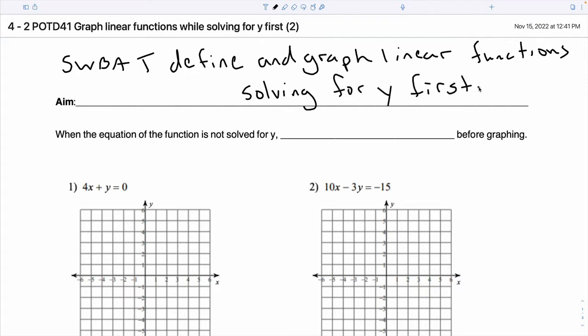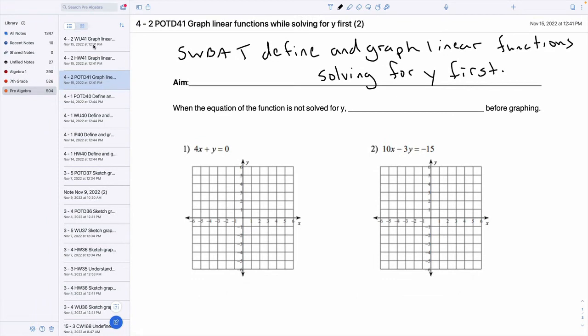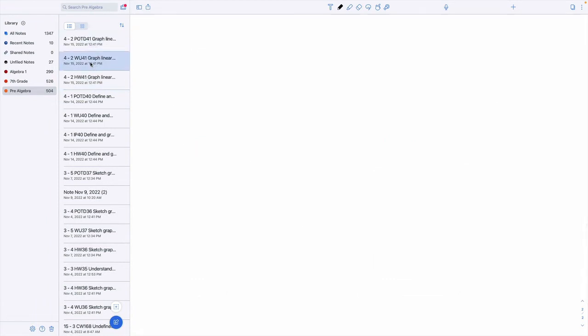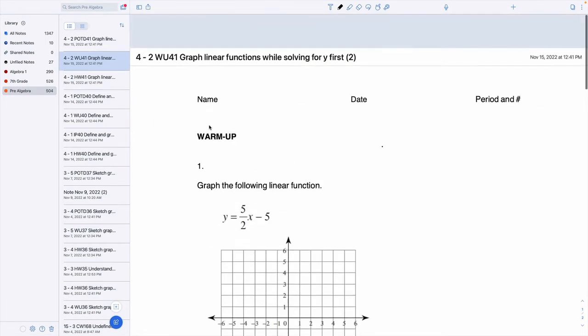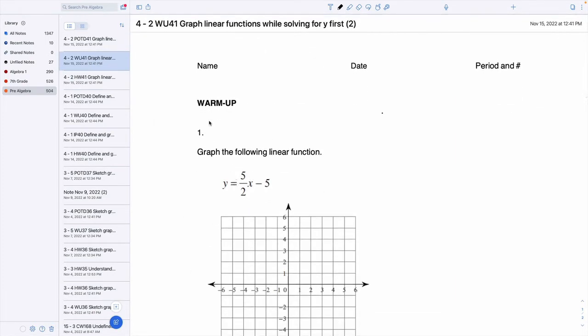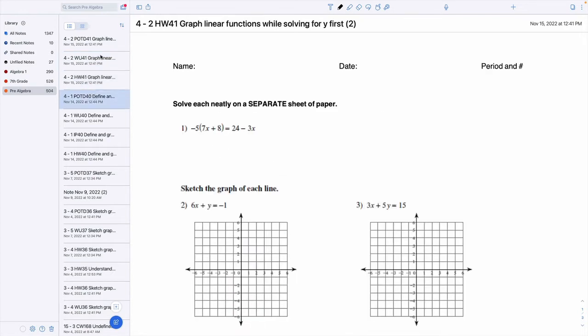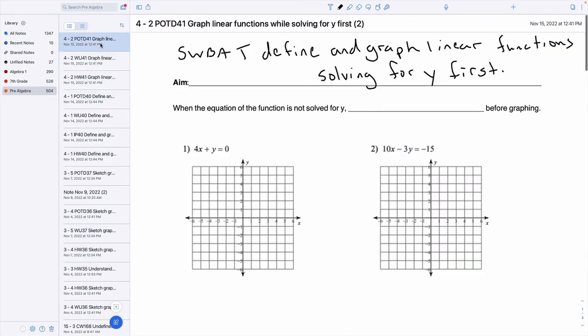Look at your warm-up problem. And I'm going to have you turn and talk in just a second. I'm going to define and kind of redo the turn and talk procedure. But here's your warm-up from today. It was y equals 5 over 2x minus 5. Write that in the middle.